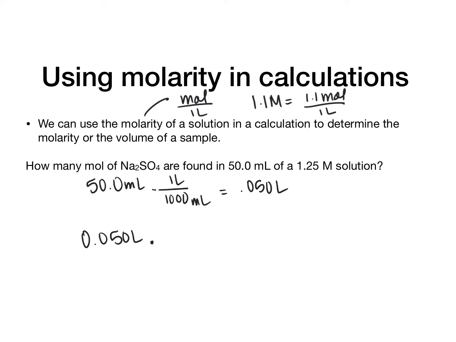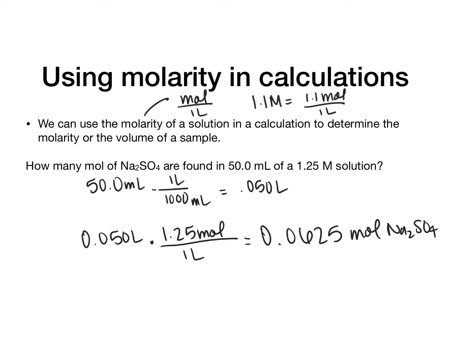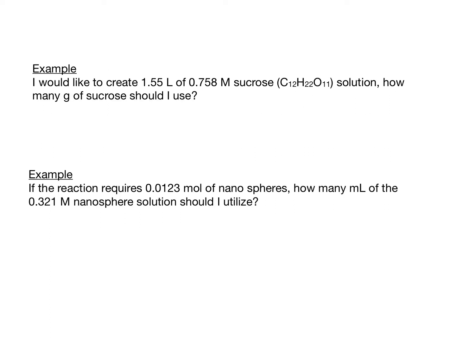So now I'm going to take my 0.050 liters, and I'm going to use the molarity as a unit conversion to convert from liters to moles. So we know that there's 1.25 moles in 1 liter, and that gives me 0.0625 moles of sodium sulfate. Now what I did is I took the molarity and I split apart the units and I canceled out the liters in order to convert from liters into moles. This is very similar to how we've used density in calculations. So let's look at a few other examples.